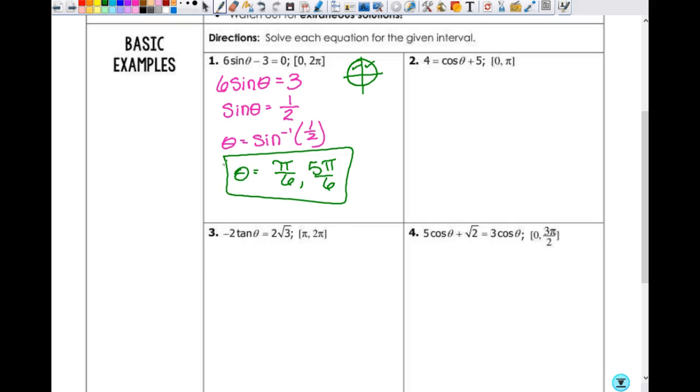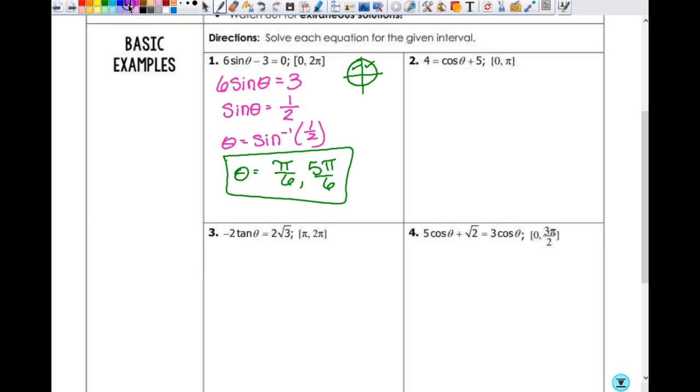All right, so let's look at, wait, what? Because we want all of the answers from 0 to 2 pi where sine is 1/2. Does that make sense? So we know sine is positive in the first and second quadrant. Good question. Anything else before we move on?